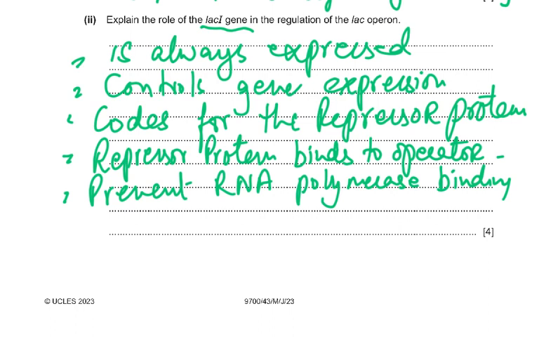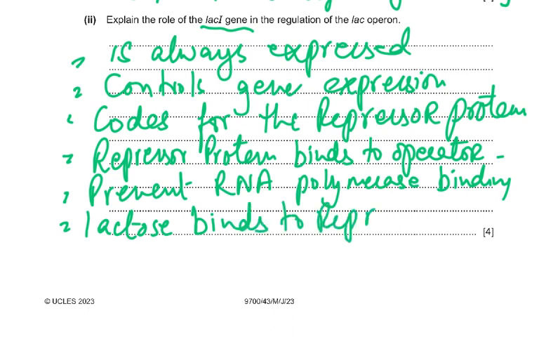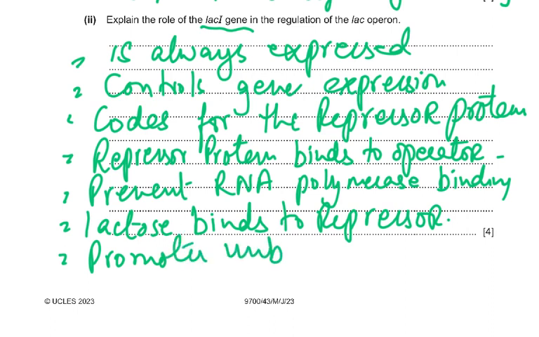But if you want it to be removed, then when you put the bacteria in lactose, lactose binds to the repressor. So the lactose binds to the repressor, and then what happens? Promoter unblocked. When the promoter is unblocked, what is going to happen? Gene expression can occur. So the 3 structural genes will be made.